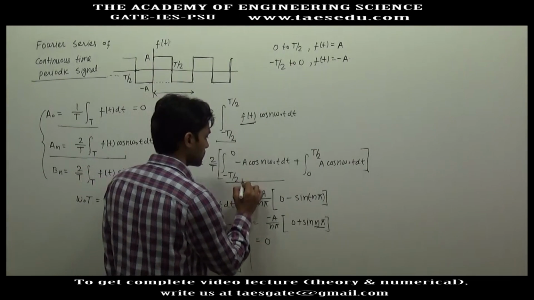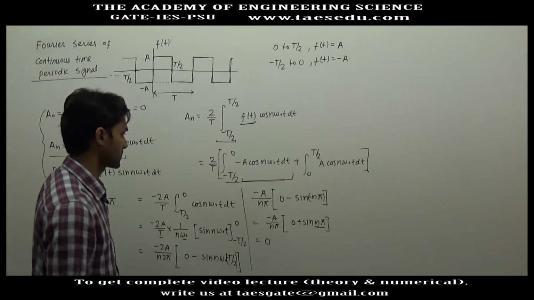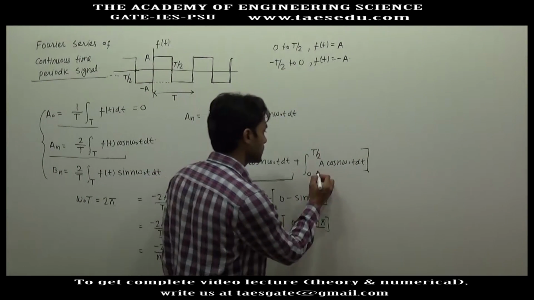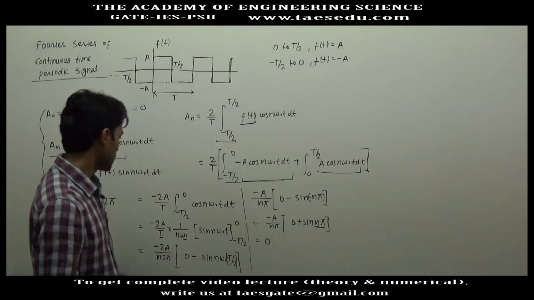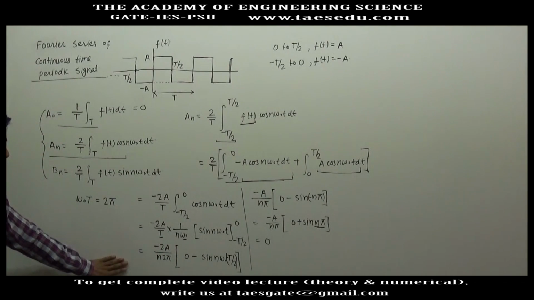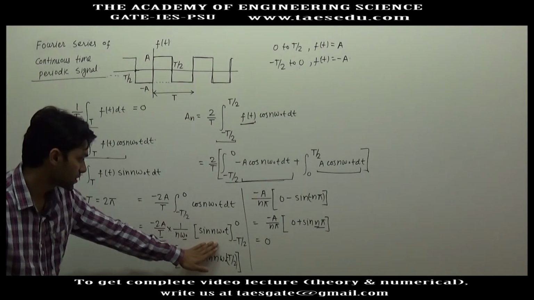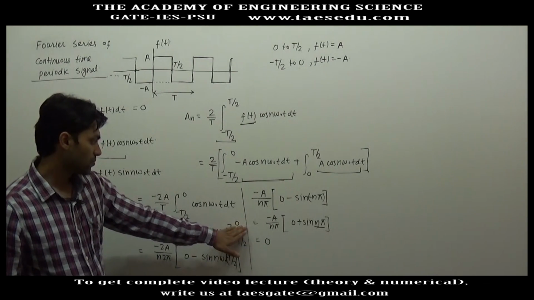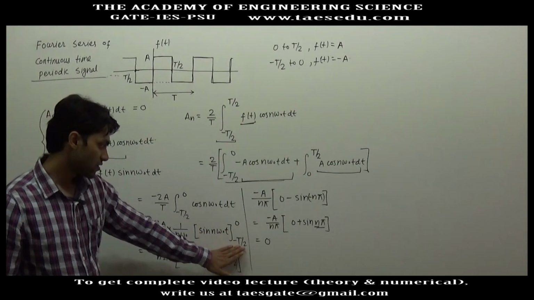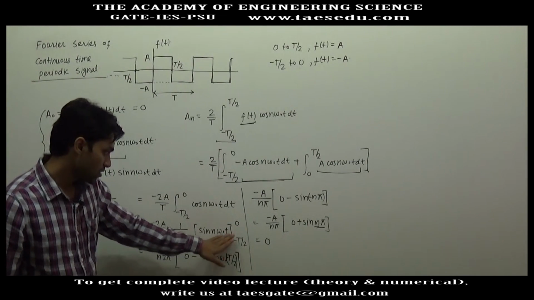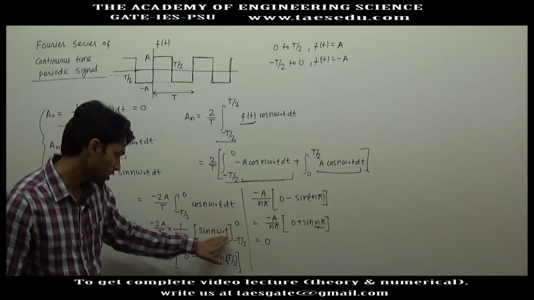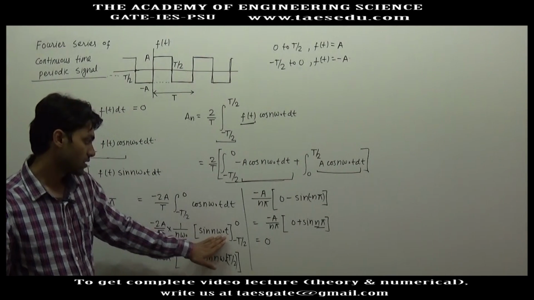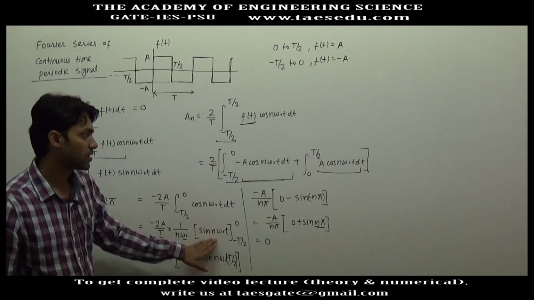So integration of this term is 0. In a similar fashion, if you integrate it, you will get the same integration as cos n omega naught t, except in the lower limit you will have 0 and in the upper limit you will have T by 2. If you put the lower limit, you will get 0. For the upper limit you will get omega naught into T by 2, and omega naught into capital T by 2 will give you pi. So you will have sine n pi, and sine n pi is 0.